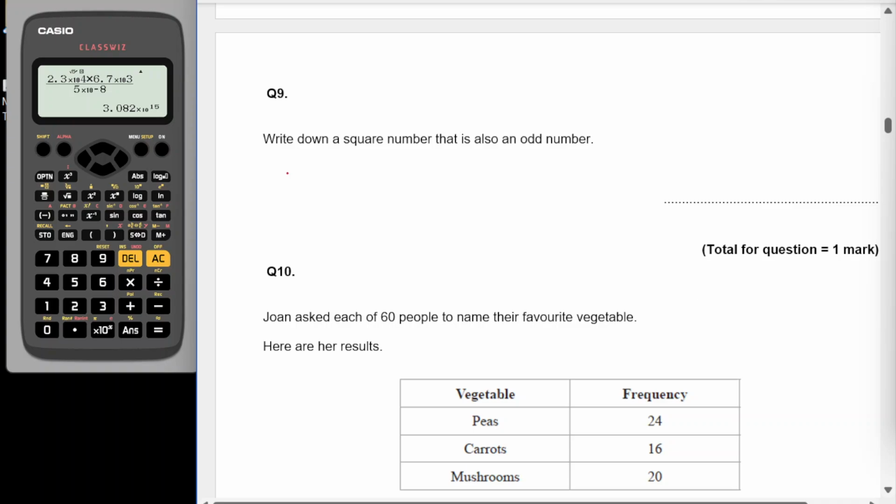Write down a square number that is also an odd number. So we've got the most simple, straightforward one, which is 1 squared. 1 squared is 1, so 1. Other numbers that you could have, basically any odd square number. So the next one would be 9, next one would be 25. Any of those is perfectly fine.